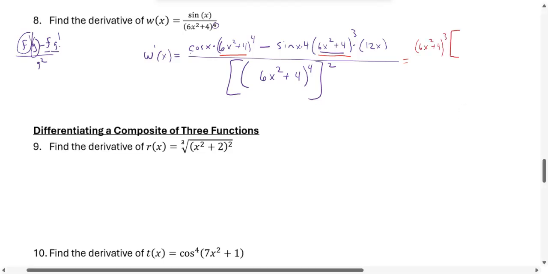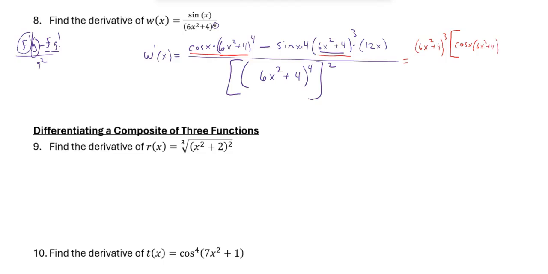If you factor it out from the first term, you're left with cosine x times 6x squared plus 4. You have 1 left because there was 4. Minus, if you factor out from the second one, you're left with 12x and sine x times 4. So putting that all together, 12 and 4 is 48x times sine x, if I didn't miss anything there on that particular factoring. Over the bottom, when we have a power to power, we multiply. So it's 6x squared plus 4 to the 8th power.